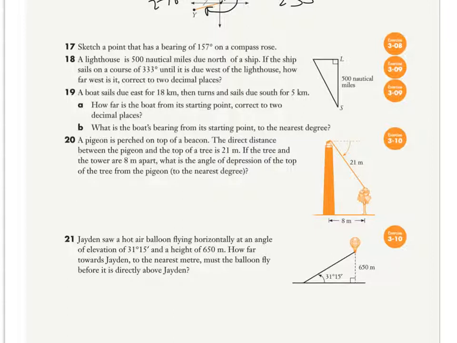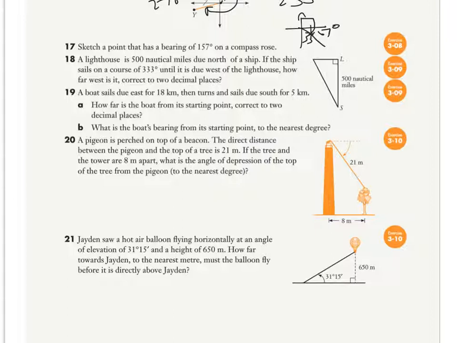Alright, 17, 157 on a compass rose. Alright, there's north. 157 is in the second quadrant, so around about there. And either you can put, what's 157 from 180 is 33 degrees on that side, or what's 157 from 90? 67 degrees on that side. Either way.